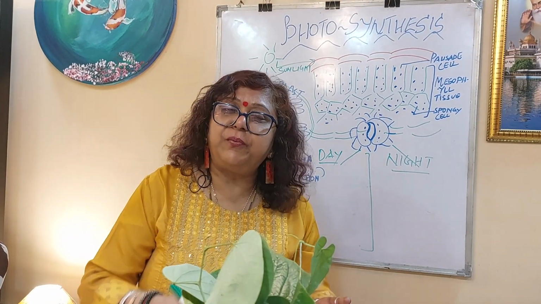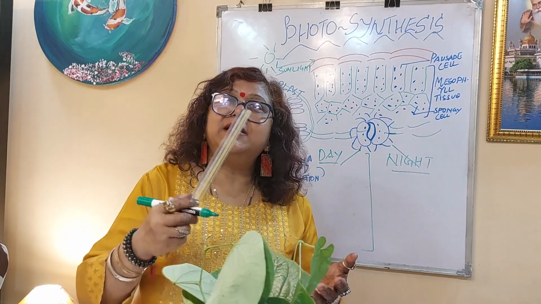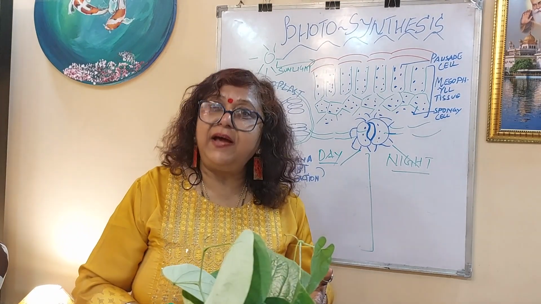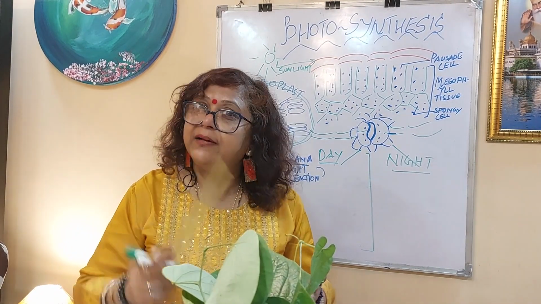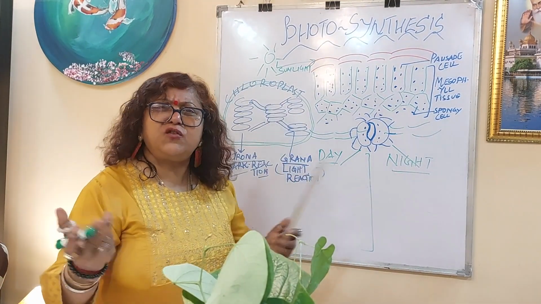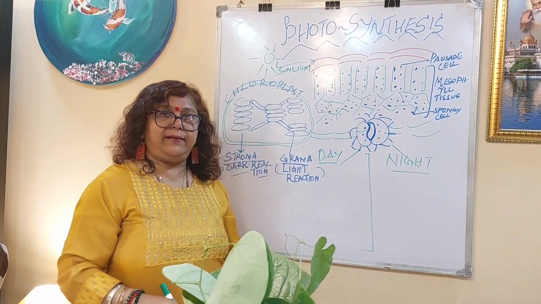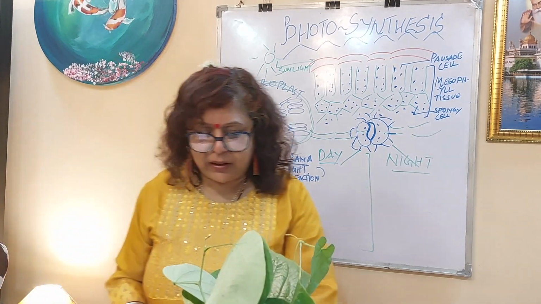What is the structure of chloroplast? Bilayered structure. It has stroma and it has grana. In the grana, the light reaction. In the stroma, the dark reaction. Now, where is this chloroplast distributed in the plant? The question comes. Now, open your book and turn to page 72.